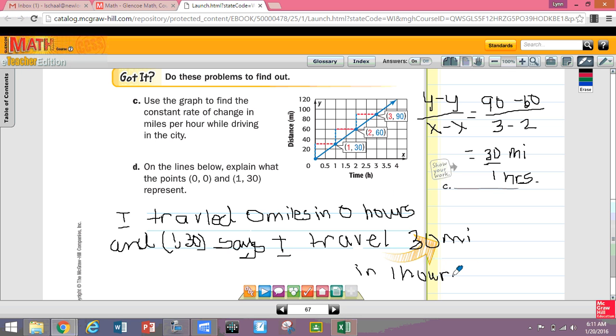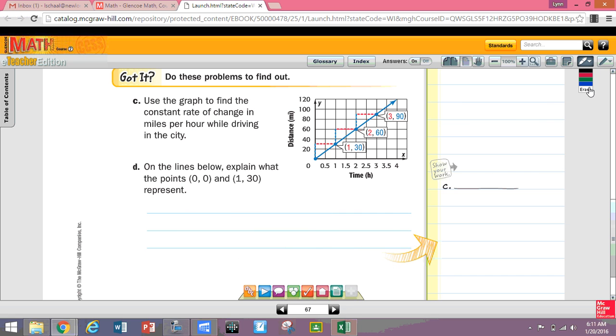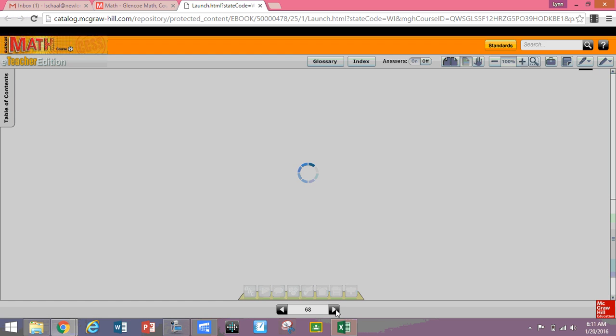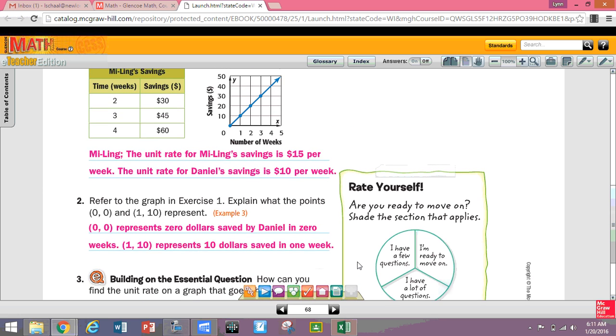Okay, that's what I would write for a sentence. And this should be in a sentence format. I'm going to erase this quick and show you what it would be. The point (0, 0) represents traveling 0 miles in 0 hours. The point (1, 30) represents traveling 30 miles in 1 hour. And that would be then a nice, neat sentence. So you can pause your computer and write that down if you would like to. If you got those right, I would like you to move on. If not, I would like you to rewatch so that you know what you're doing.